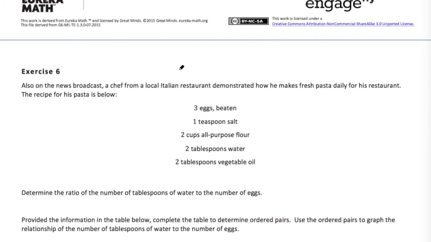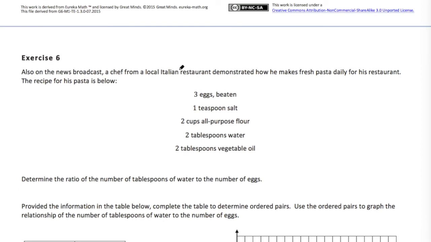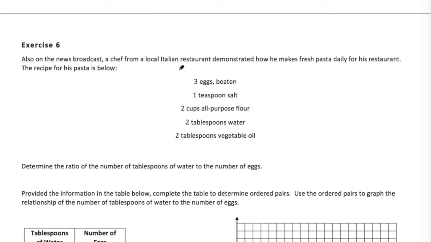Okay, exercise 6 here is a different problem. So let's go through this one as well, just to see it in a different context. So exercise 6 says, also on the news broadcast, a chef from a local Italian restaurant demonstrated how he makes fresh pasta daily for his restaurant. The recipe for his pasta is below. You can read the recipe.